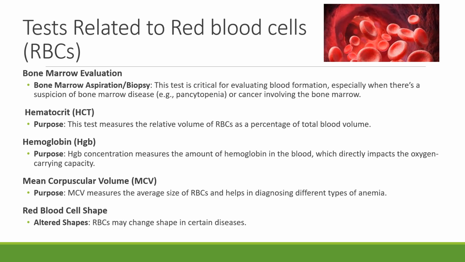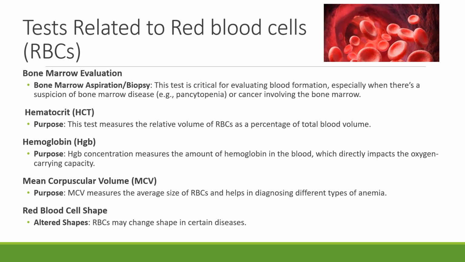Hemoglobin concentration measures the amount of hemoglobin in the blood, which directly impacts the oxygen carrying capacity. A low hemoglobin concentration could indicate anemia, even if RBC count is normal. Anemia with normal hematocrit but low hemoglobin is common in certain diseases.